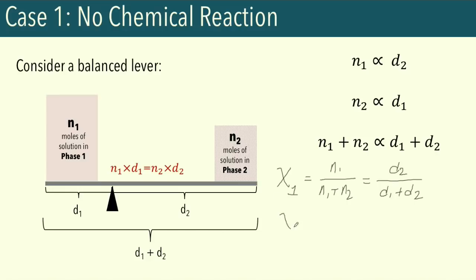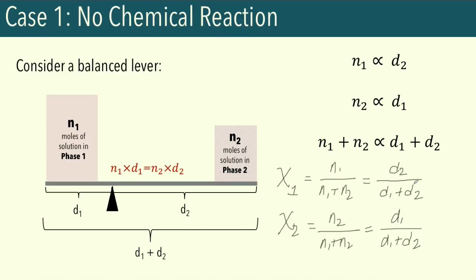The same thing can go for the mole fraction of our solution in phase 2. This is going to be equal to N2 over the total number of moles, which is equal to D1 over D1 plus D2. So always keep in mind that we'll be using the opposite distance in our lever in order to calculate the corresponding mole fraction of a particular phase.